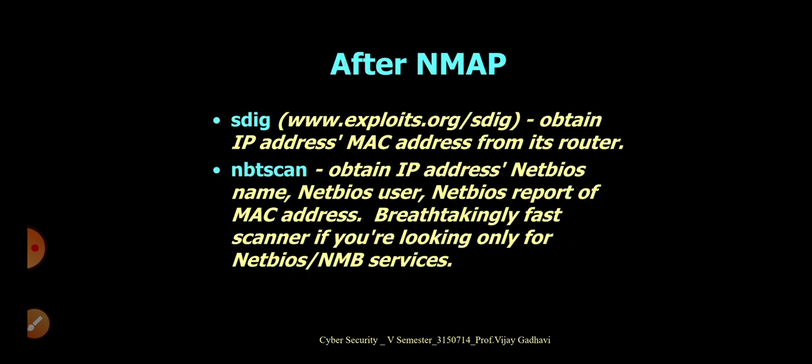After NMAP, the next is arp, to obtain an IP address. This command is executed to obtain the IP address and MAC address from its router. Then second, nbtscan. It's used to obtain the IP address of your system, NetBIOS name, NetBIOS user, and NetBIOS report of MAC address. This is a breathtakingly fast scanner if you are looking only for NetBIOS/SMB services.